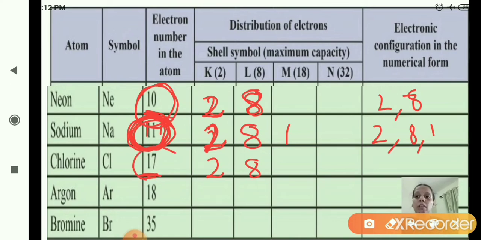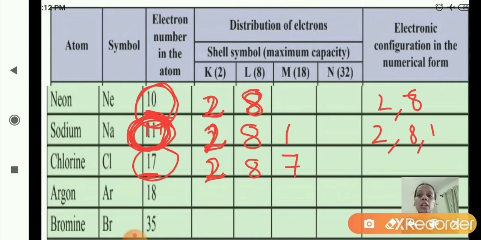Now from this 17, 2 accommodate in K shell and 8 in L shell. So now how many are remaining? 2 plus 8, that is 10. So from this 17 minus 10, 7 are remaining, that will go in M shell, right? Okay, if we add this 2 plus 8, that is 10, 10 plus 7, 17. So this is the electronic configuration.